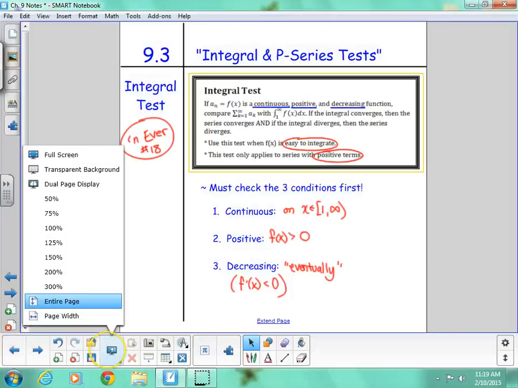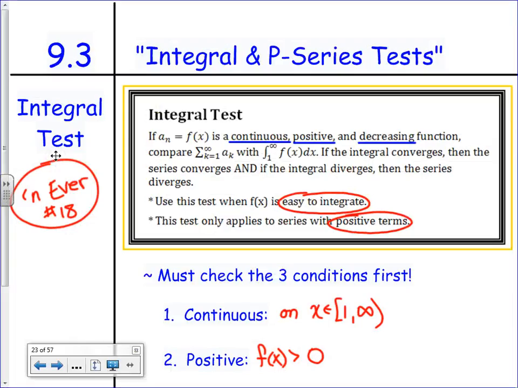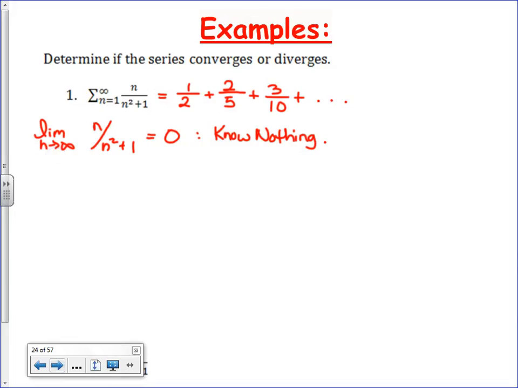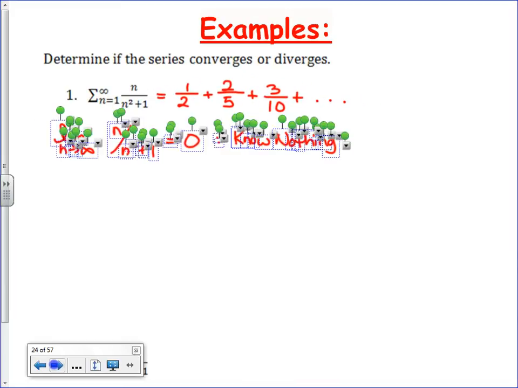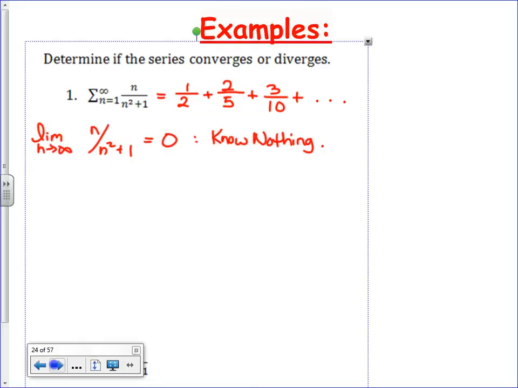Okay, so section 9.3, just finished going over 9.2 questions. We have our integral test, endeavor number 18. We have some conditions, but no matter what, we have an example. We're still going to start by asking, is it geometric? And the answer is no way. Does the limit of the terms equal something beyond 0? Nope, it equals 0, so we know nothing. So then, integral. Hold on.